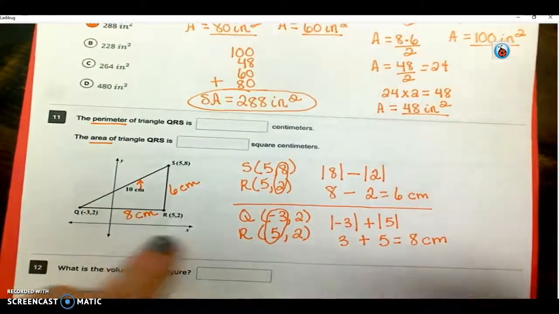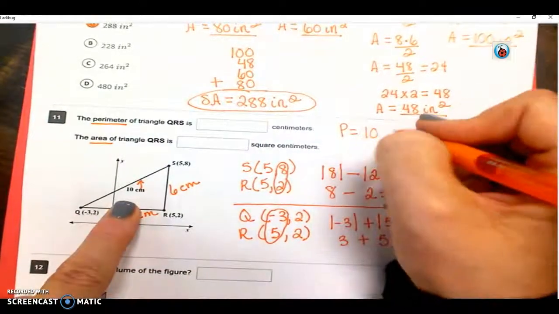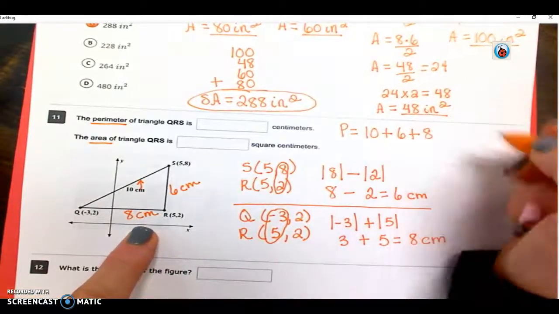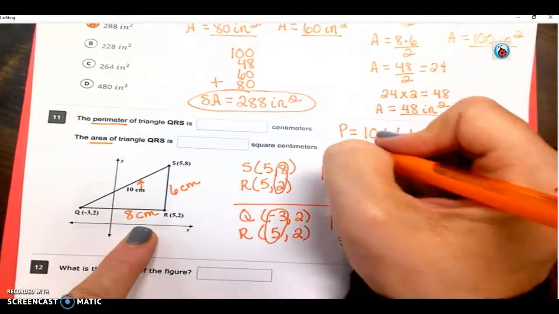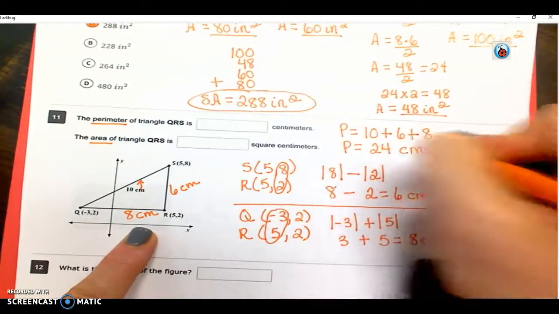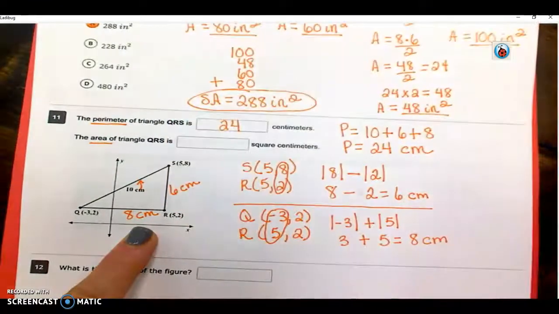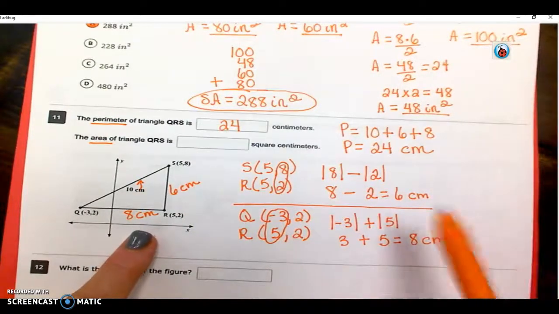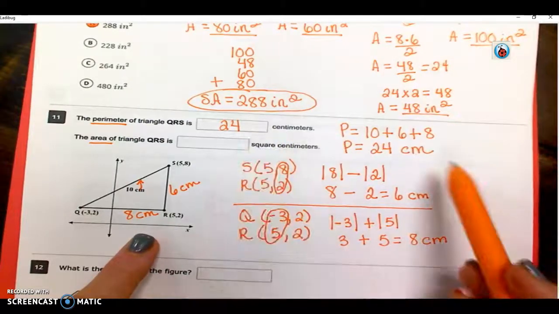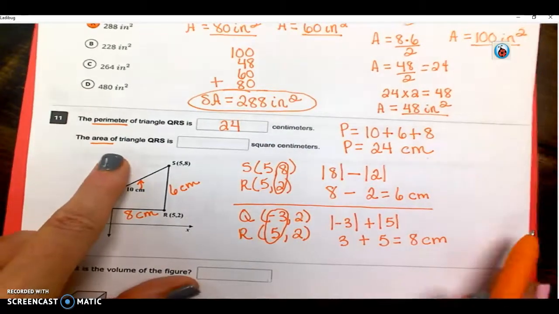Now that we have our measurements, we can easily find perimeter by adding up the sides. So we have a side of 10 centimeters, plus a side of 6 centimeters, plus a side of 8 centimeters. You can quickly add that up or use your calculator, but that's going to give you 24 centimeters. And since we're finding perimeter, it is not squared. That would be area, and volume is cubed. So be careful not to put any kind of units on there other than just centimeters. All right, then we're going to move to the area of a triangle.